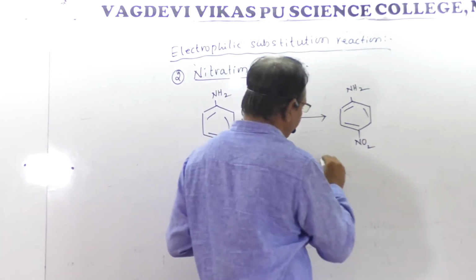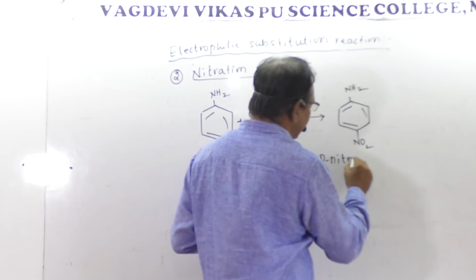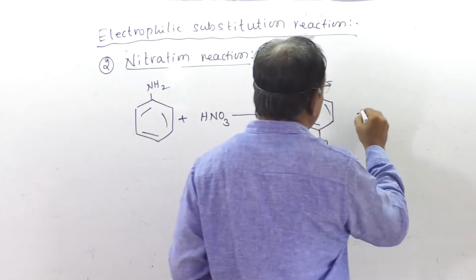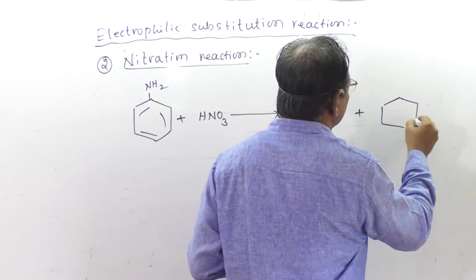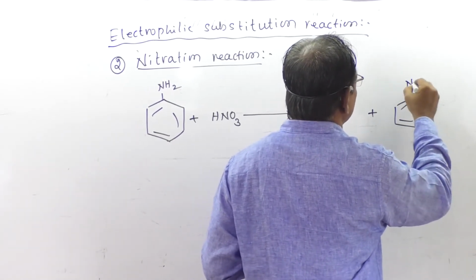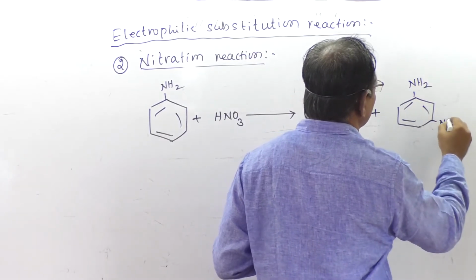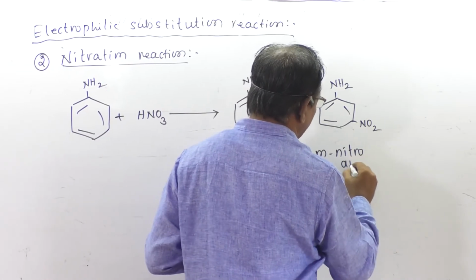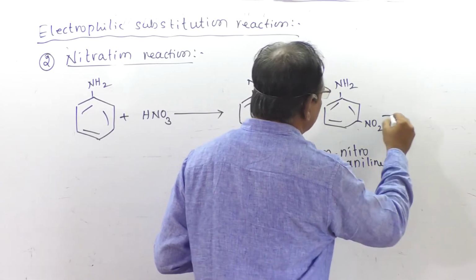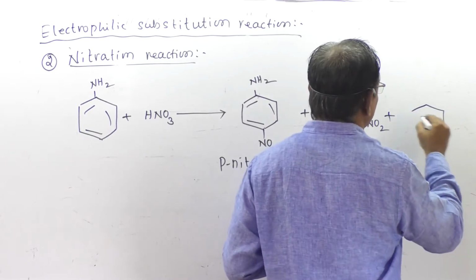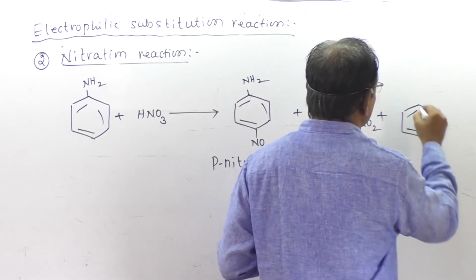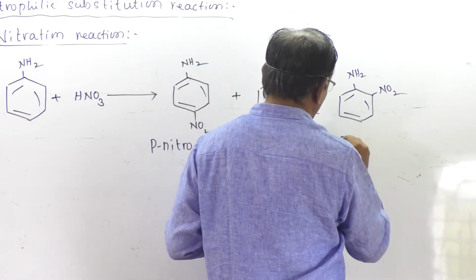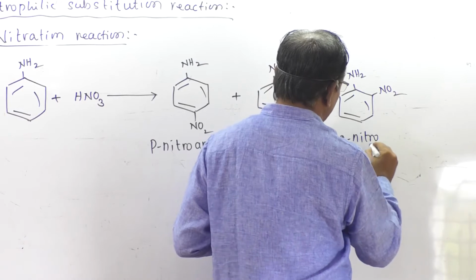So this is para-nitroaniline plus meta-nitroaniline plus ortho-nitroaniline.